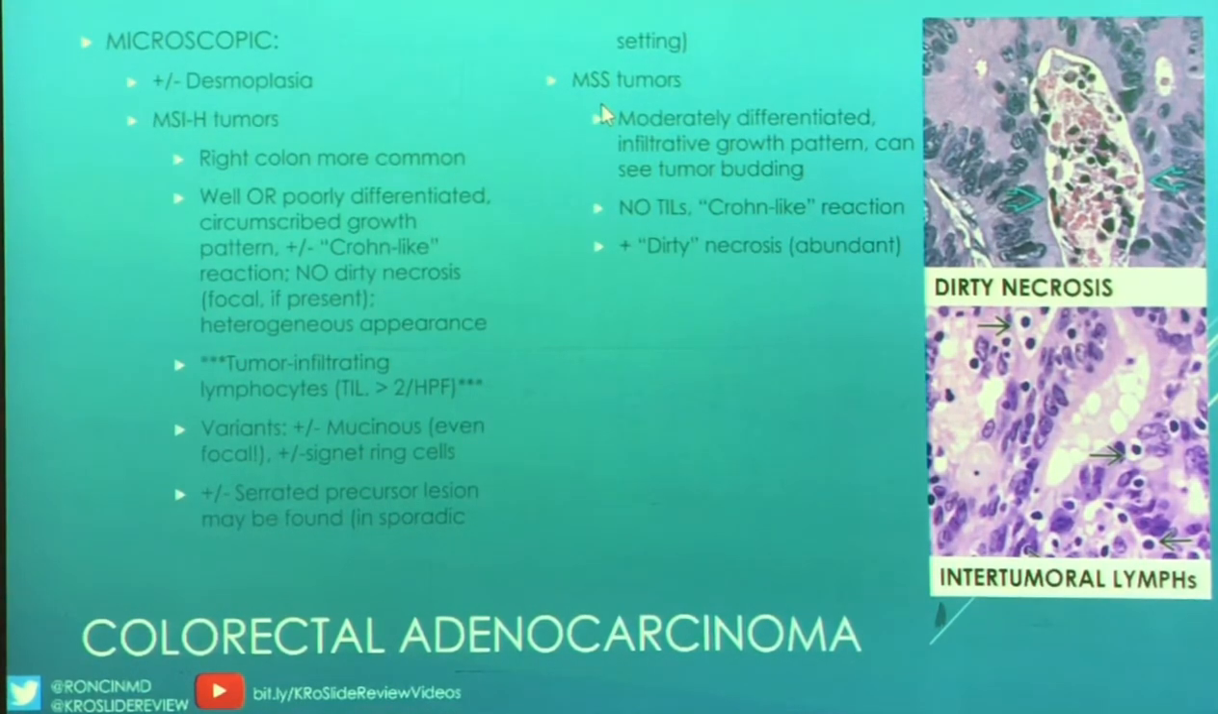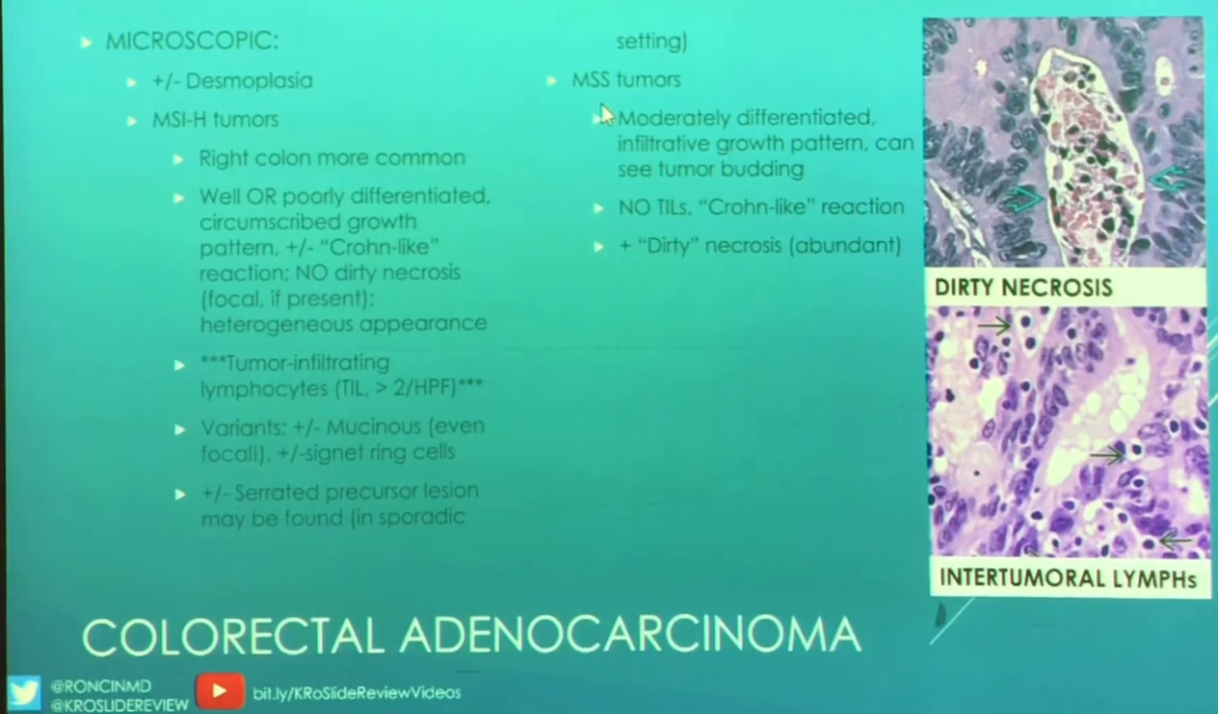For our MSI high tumors, again, right colon is more common. They are either well or poorly differentiated. You should not have moderate differentiation with an MSI high, okay? They are relatively well circumscribed, and they may have this Crohn-like or really inflamed reaction. You don't see dirty necrosis. If you do, it should be extremely focal, not diffuse throughout the lesion. And they have this very heterogeneous appearance. So what that means is some areas will be very well differentiated, and then you'll get to other areas that are very poorly differentiated, and it kind of goes back and forth.